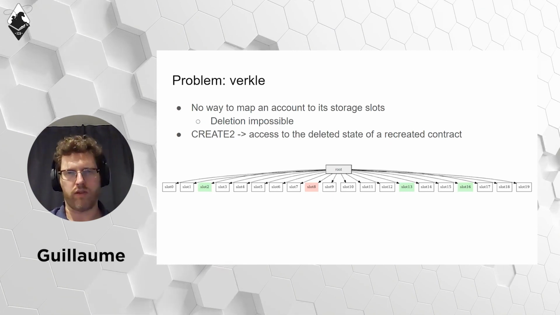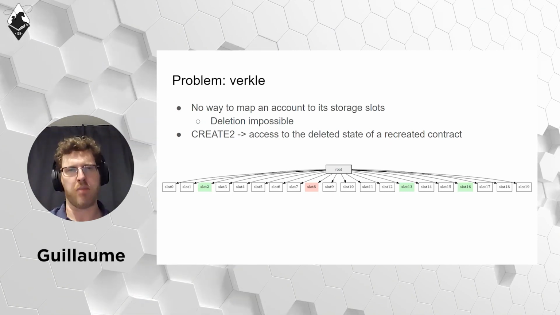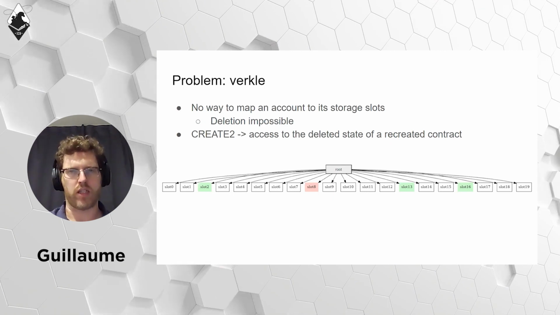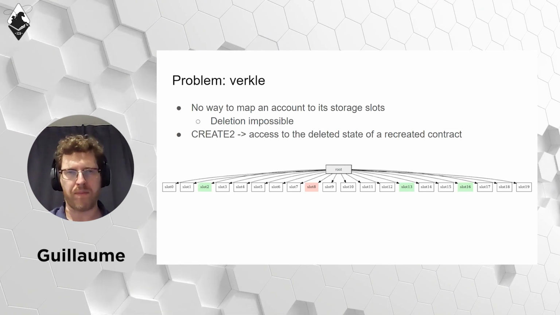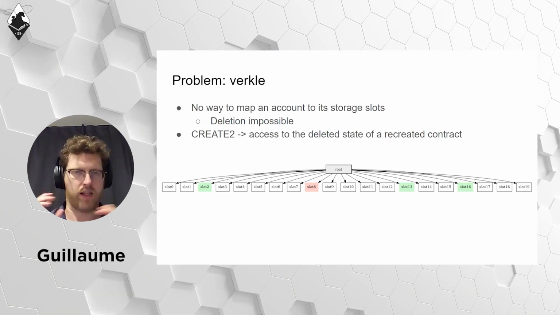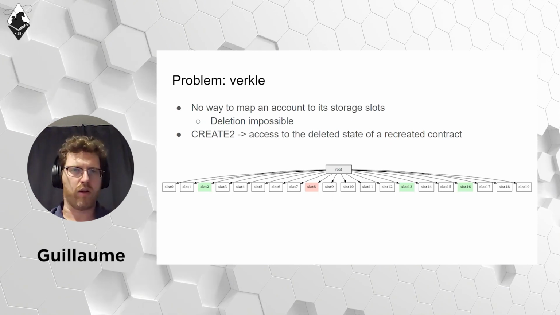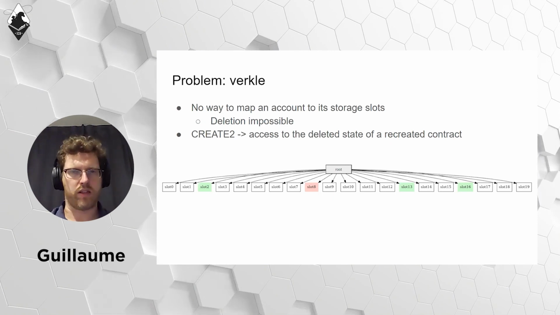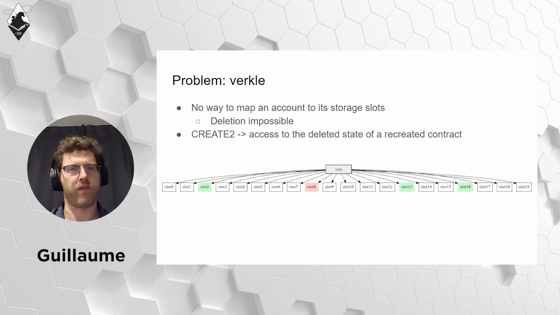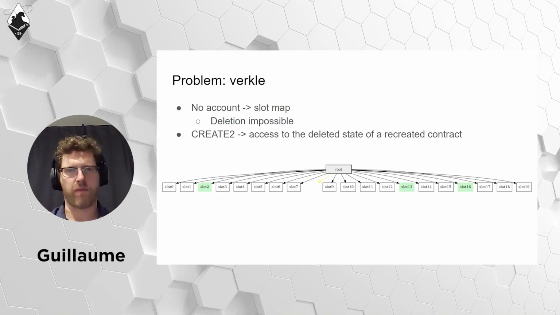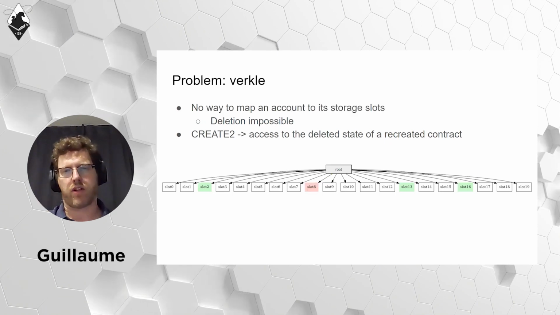This is extremely easy, of course, as you execute the block. But when you look at the tree as a whole without knowing the pre-images of every key in that tree, you cannot really see what slot belongs to what account. So effectively, the only way we could self-destruct an account in a Verkle tree would be to just delete this account. But right, sorry, I should have explained.